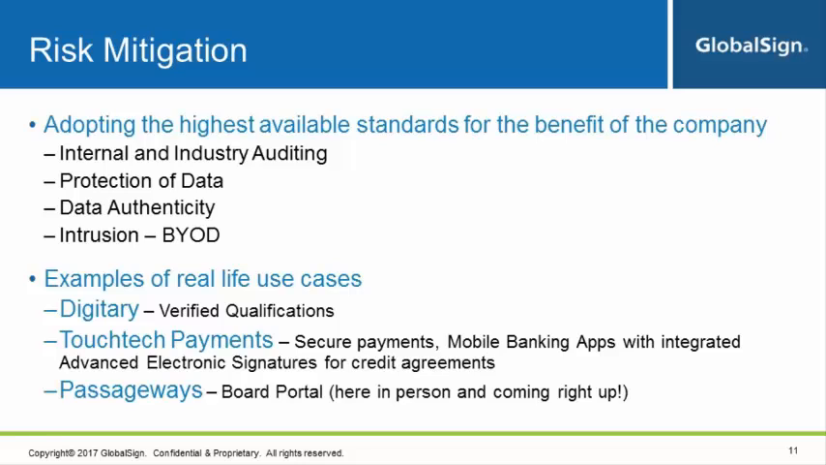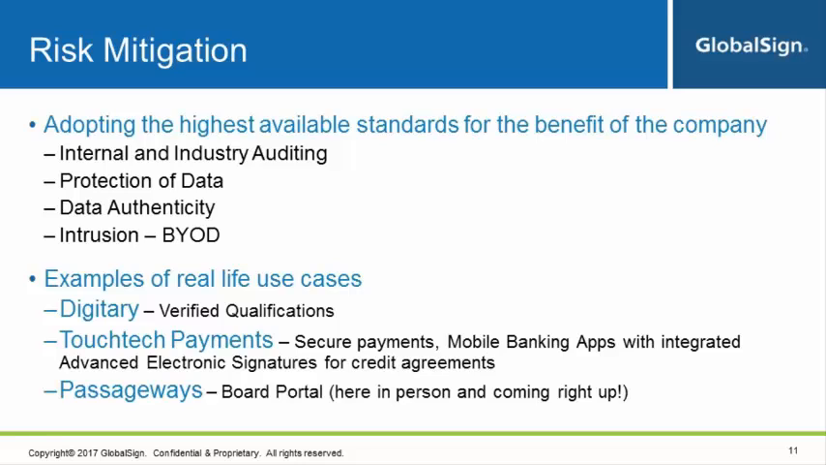Another business driver is risk mitigation. Risk mitigation is why people do audits, internal and regulatory audits. The protection of data. They will provide data authenticity within their system. They use secure connections to prevent intrusion. And they use domain controllers and digital certificates in bring your own device. In risk mitigation, we've got some examples of service providers that use such technology.